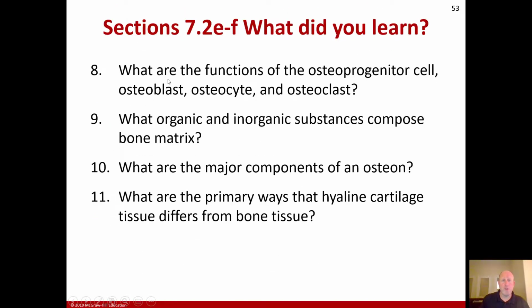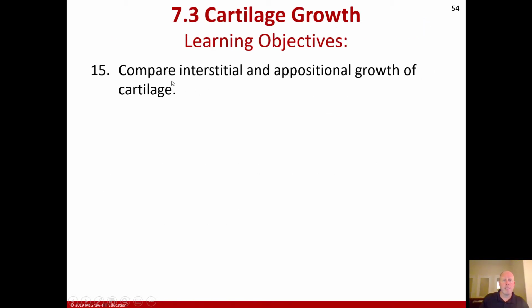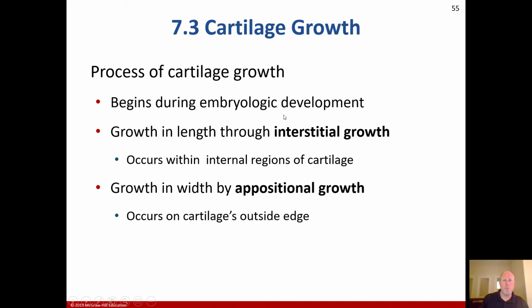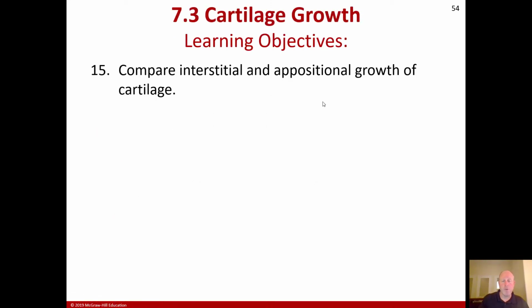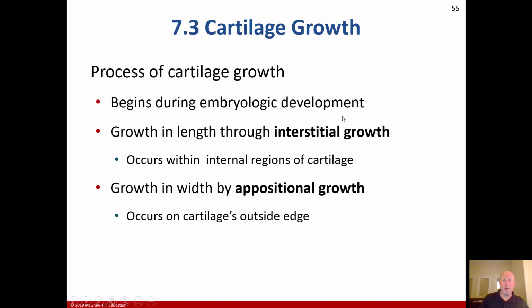So you should be able to note the functions of the osteoprogenitor cell, the osteoblast, osteocyte, and the osteoclast. What organic and inorganic substances compose the bone matrix? What are the major components of an osteon? And what are the primary ways that hyaline cartilage tissue differs from bone tissue? And then lastly, you should also be able to compare the interstitial and appositional growth of cartilage, which is coming up next.